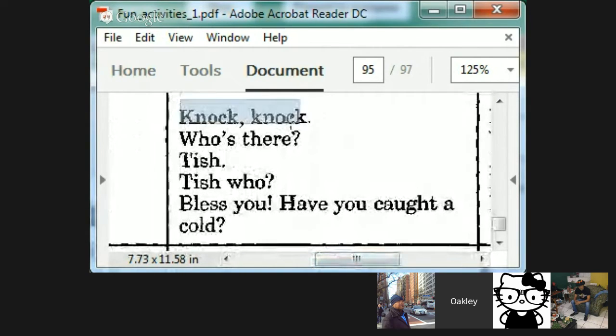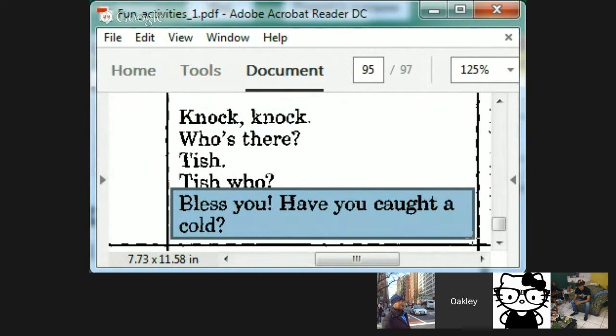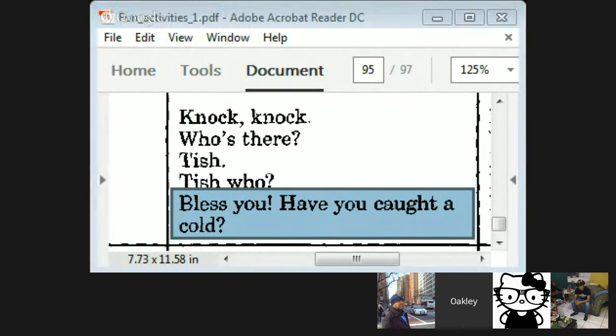Knock knock. Who's there? Tissue. Bless you. Have you caught a cold? Why are you saying bless you? Because this means this paper. That's a good guess, but not exactly, because it sounds a lot like the sound, not exactly, but similar.